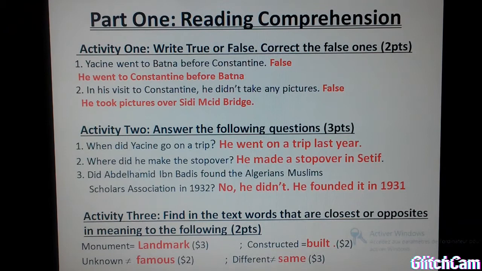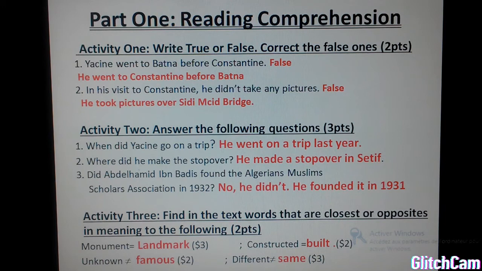Activity 3, find in the text words that are closest or opposite in meaning to the following. Monument, we said it in the previous videos. Landmark. Unknown, famous. Alors, unknown, معنتها غير معروف. وكي تنحولو UN prefix, يولي known, معنتها معروف. إذا درناه معروف, le synonym تاعو famous. بصح هنا unknown, plutôt l'opposite, pardon, famous. Constructed, built, different, same. Voilà.